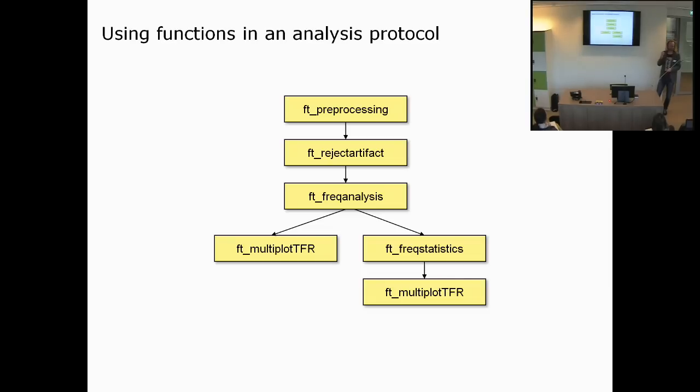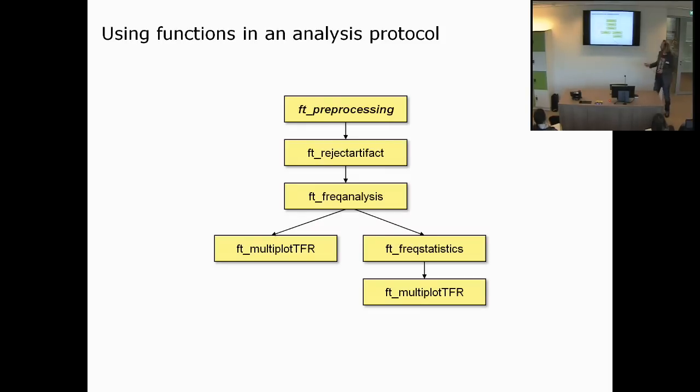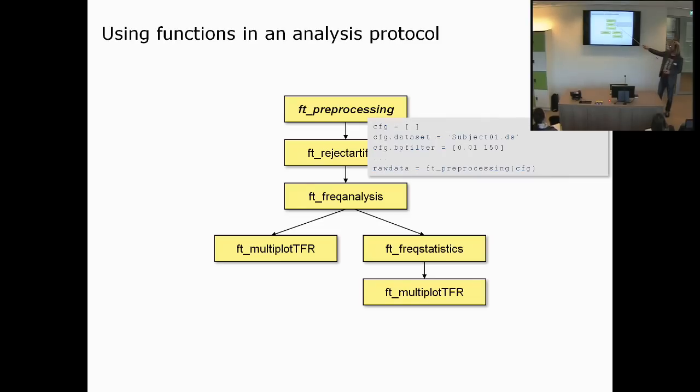I said that we're using functions, and we have a whole lot of these functions. The way you should think of these functions is that you put them together in an analysis pipeline. So you would start with FT preprocessing, which reads MEG data from disk, applies some filters, and produces an output data structure. This is how you call it: you specify the data set, you specify the filters, and then you call FT preprocessing.